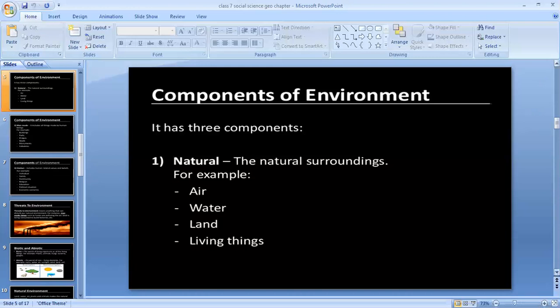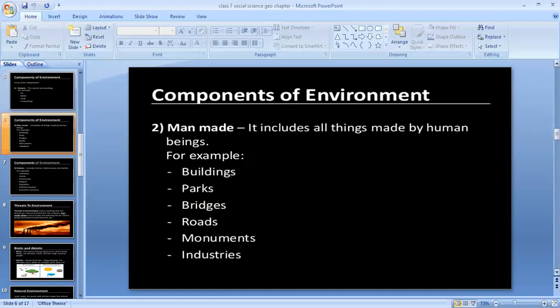Next is man-made things. Man-made things are those which are made by human beings. That includes buildings, parks, bridges, roads, monuments, and industries. These are all made by man only, and we are all interacting with these things. Now, next is human.